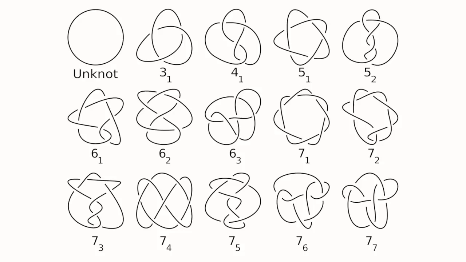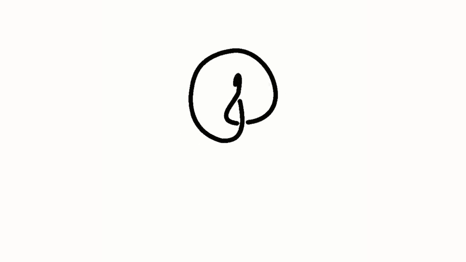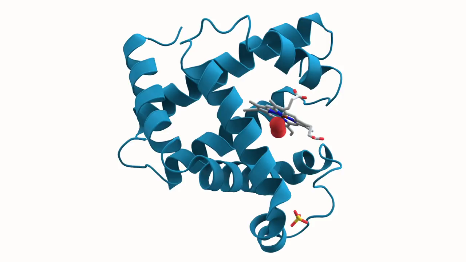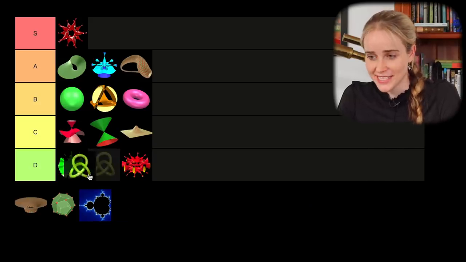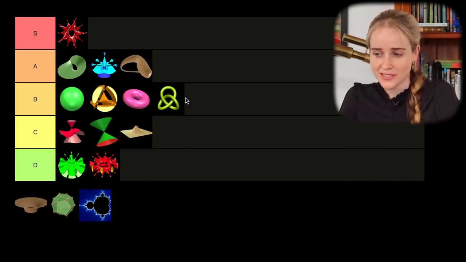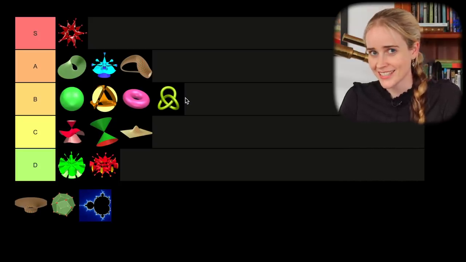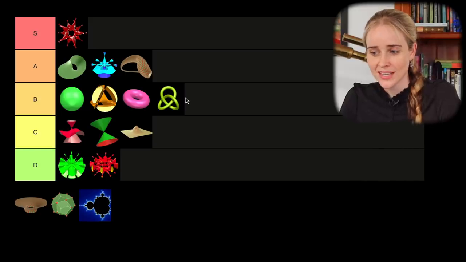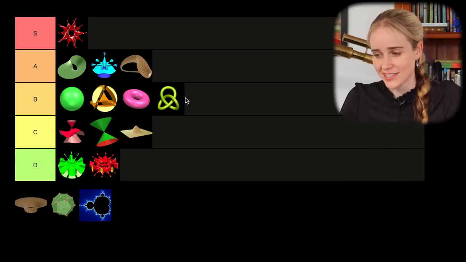I don't have a great deal of knowledge in knot theory, but apparently this is the first non-trivial knot, and one of the reasons why knot theory is so interesting is that it seems to have many applications in biology and chemistry, with things like proteins and DNA that are knotted in some sense. I'm going to rank it in B tier for now. It's got some points for aesthetics, some points for a possible usefulness, even though I might not totally understand how this knot is useful, but it is still a fairly basic shape.